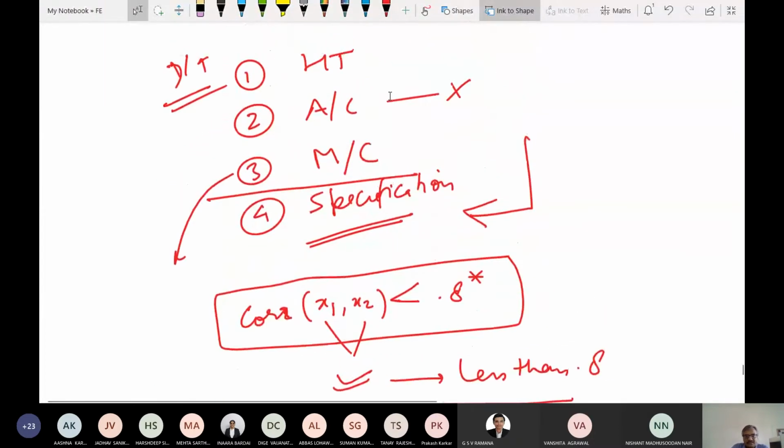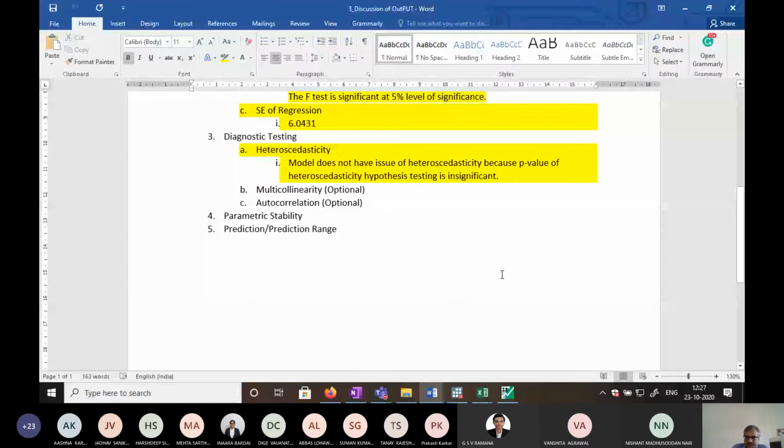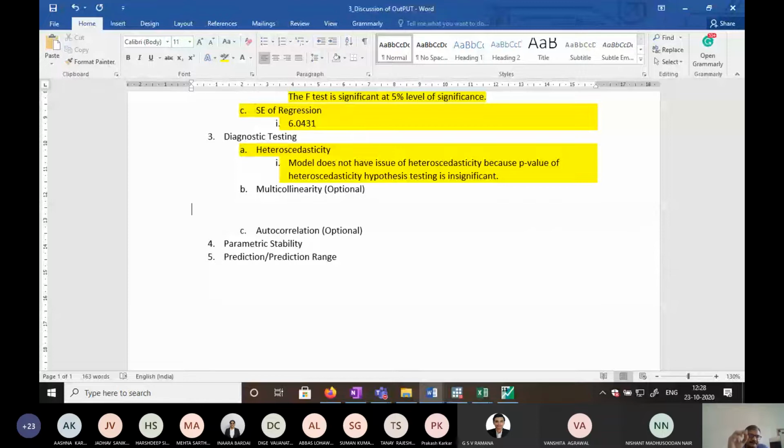The multicollinearity problem will be explained in the output. We have got a multicollinearity option, and I'm writing it as optional because the multicollinearity issue comes only when you have more than one independent variable. If there is only one, there is no issue of multicollinearity per se.